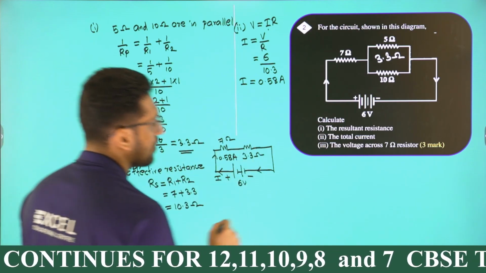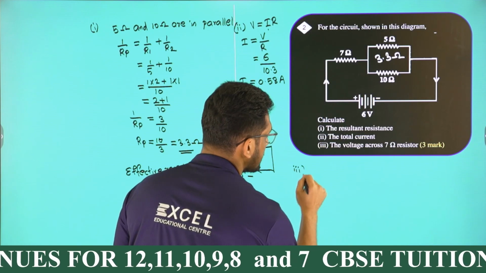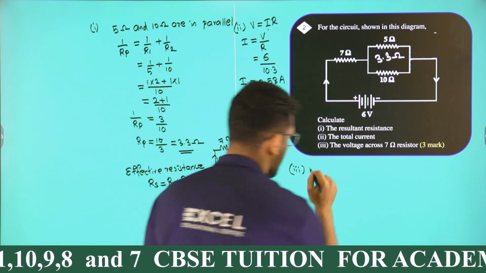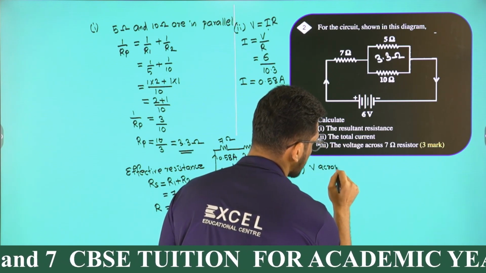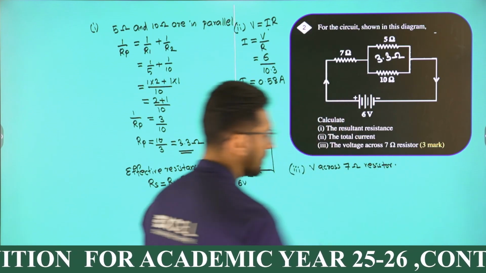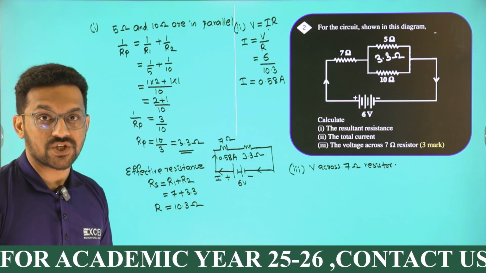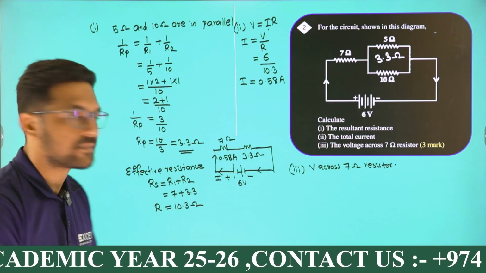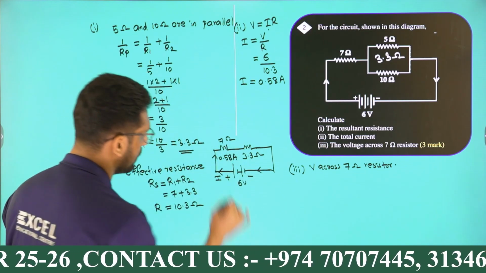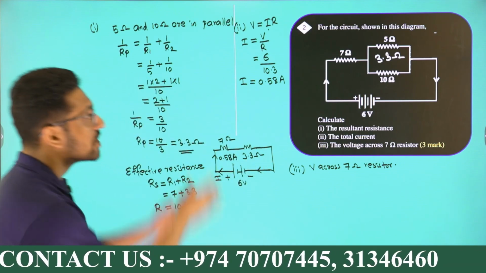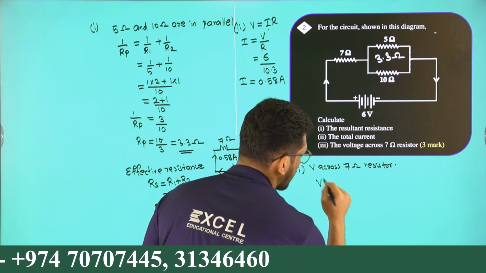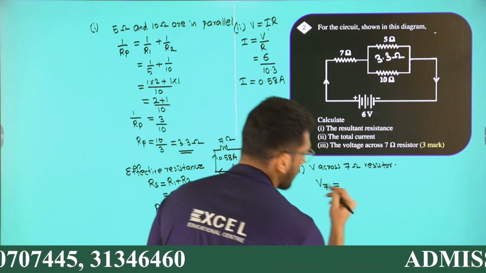Now look at the third one. What is the third one? The third one is the voltage across the 7 ohm resistor. Okay, let's see that. What is the equation for voltage? That is current into resistance. What is the current flowing through the 7 ohm? That will be 0.58 ampere, the total current, right?